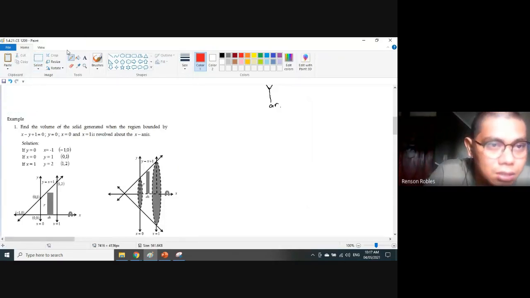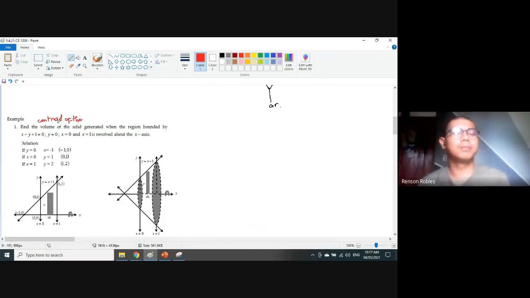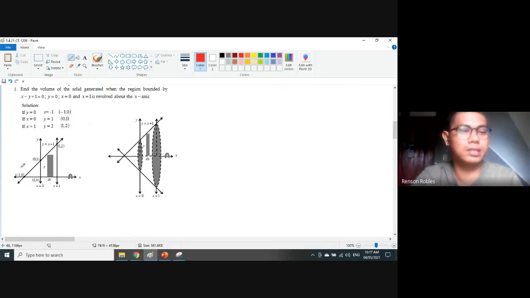Find the centroid of the volume of the solid generated when the region bounded by x minus y plus 1 equals 0, y equals 0, x equals 0, and x equals 1 is revolved about the x-axis. Okay, and this is how we do it. We first get the points of intersections. That's negative 1, 0, 0, 1, and 1, 2, and we trace it like this.